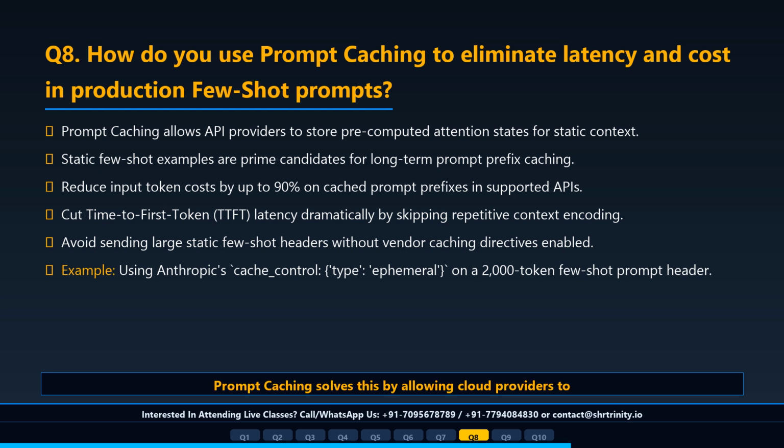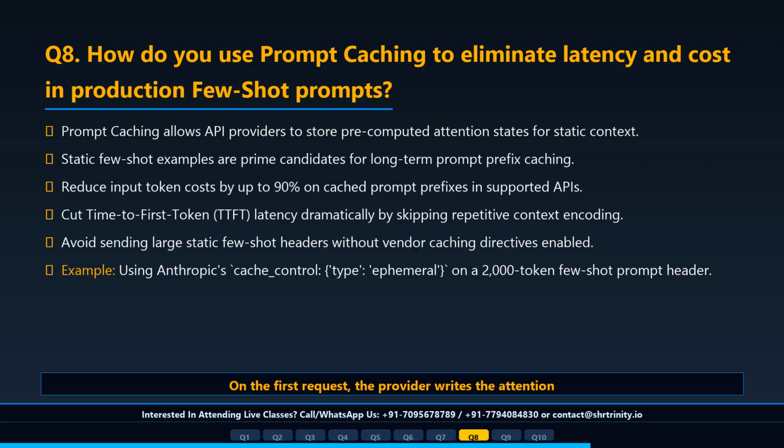Prompt caching solves this by allowing cloud providers to store pre-computed key-value attention states in memory for static prompt prefixes. Let's analyze how this works using the Anthropic example. By adding the cache_control type ephemeral parameter directly to the block containing your 2000 token few-shot prompt header, you signal to the API provider that this content will recur across subsequent calls.